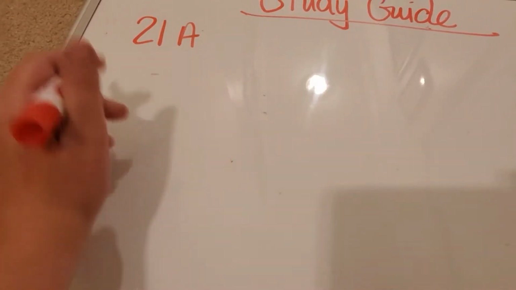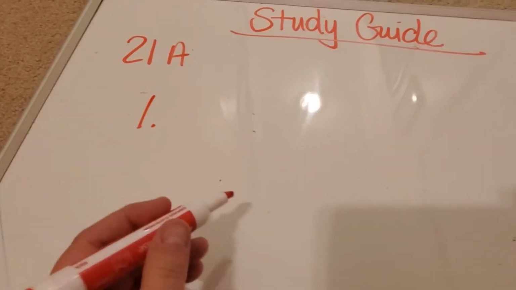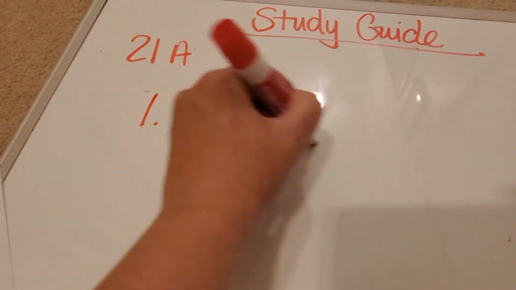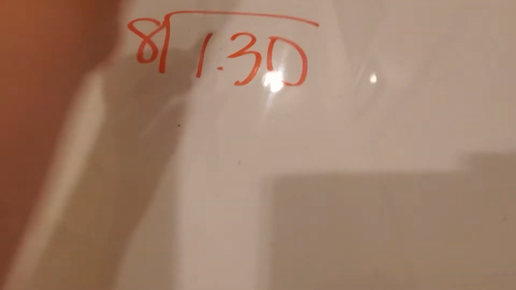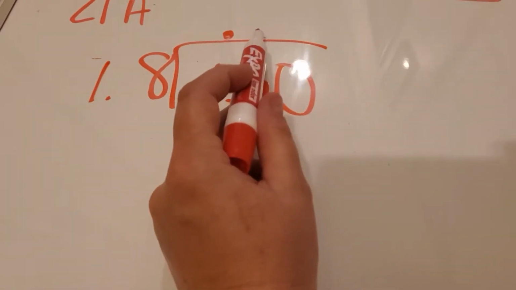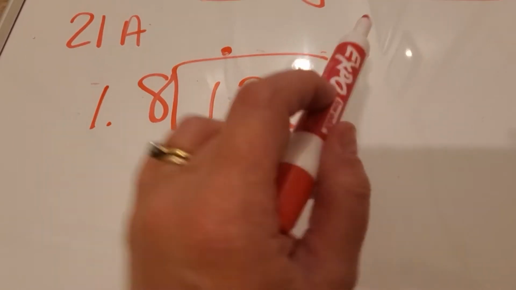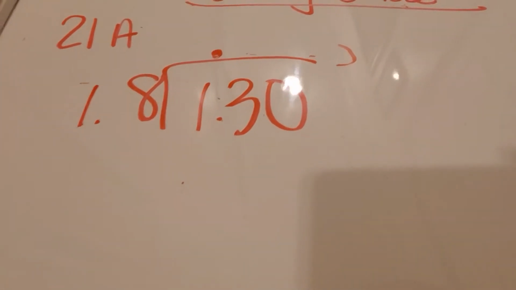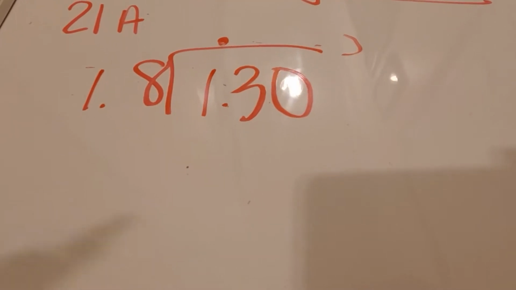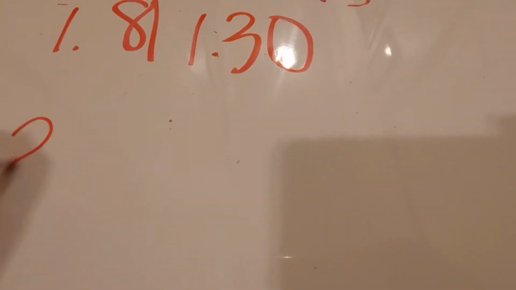On number 1, you are going to take $1.30. You're going to divide it by 8. It says to round to the nearest cent. So when you get done, you need to go 3 places. Use the third one to round the second one, okay? So you're going to have something like less than 20 cents, okay?